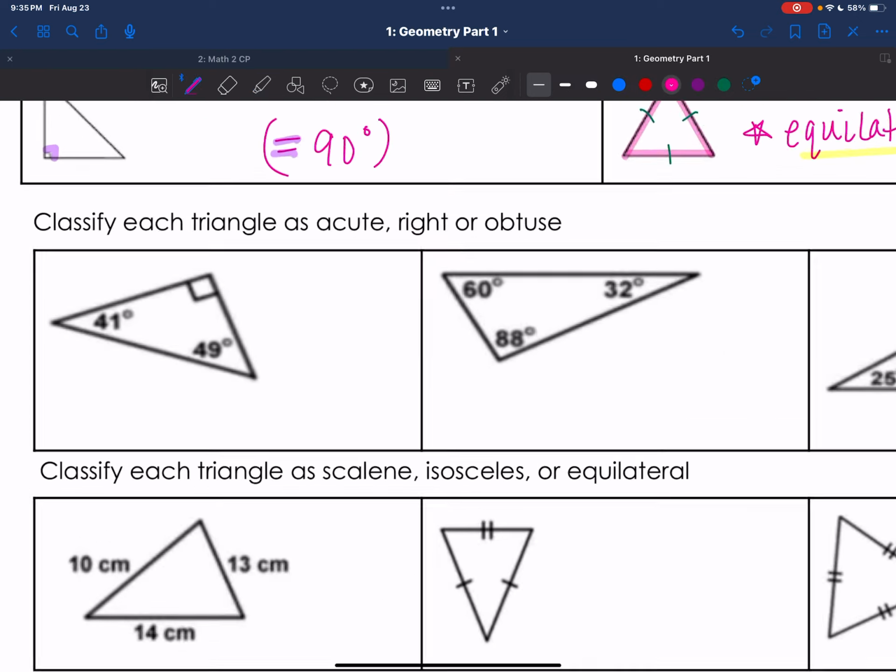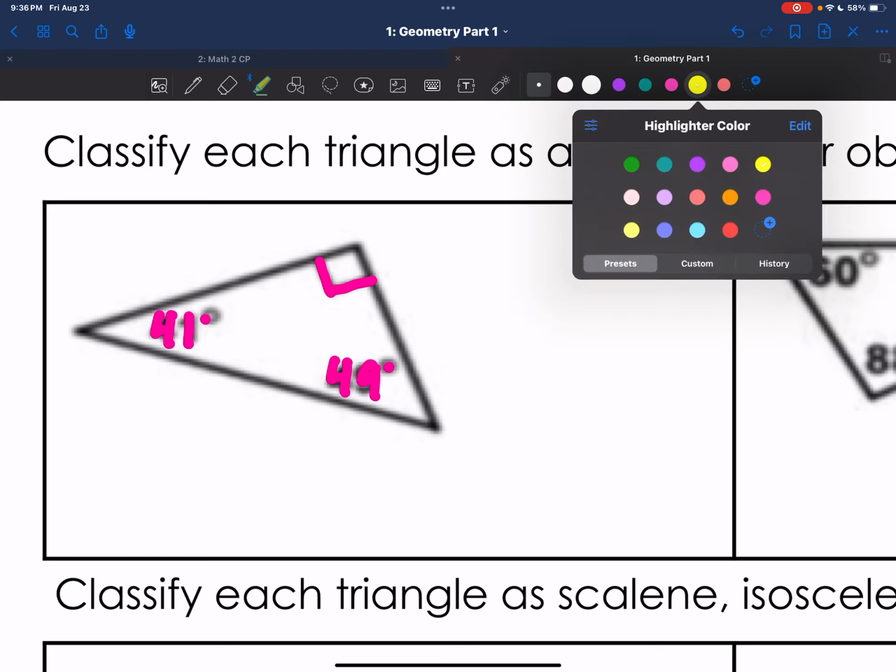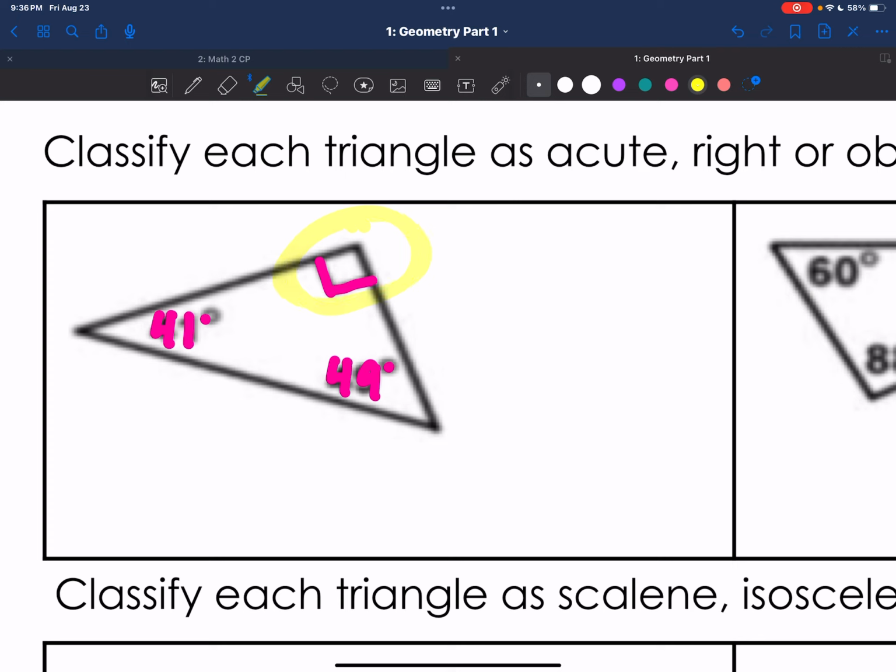Now I know it's a little blurry, but you have 41 as this angle. I'll write it a little bit. So 41. You have 49. And then in this case, you have what looks like a square in the corner of the triangle. Well, it's not a little square, it's denoting a right angle. Since this right here is showing you it's a right angle, the entire triangle is a right triangle.